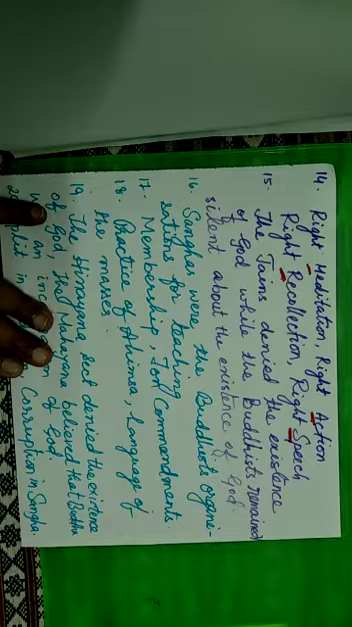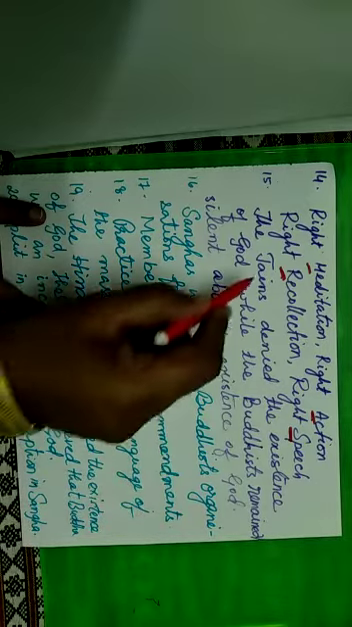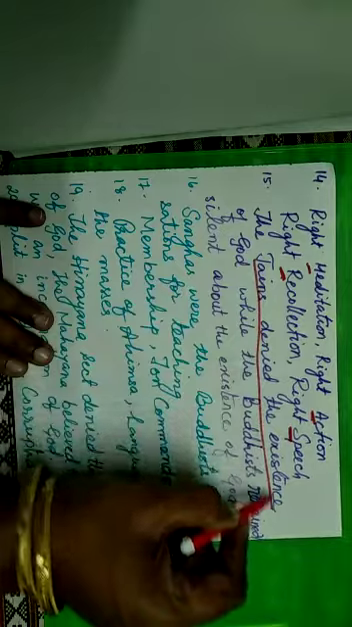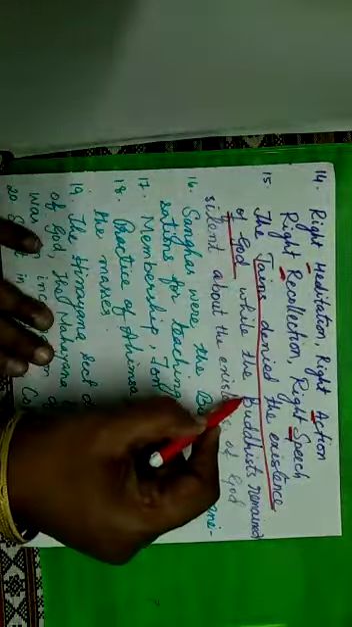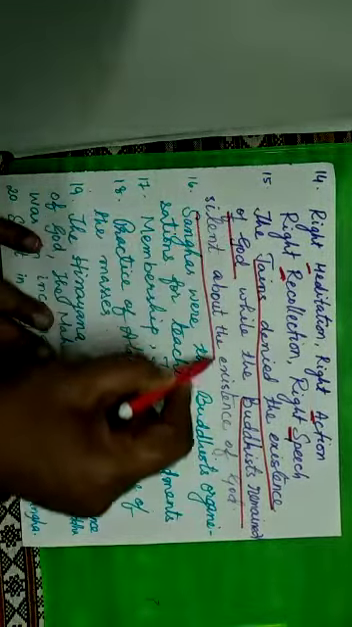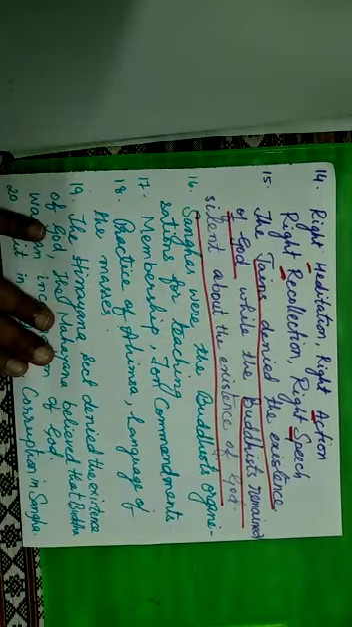And then comes question number 15. Differentiate between Jainism and Buddhism on the basis of their attitude towards God. Jains denied the existence of God, while Buddhists remain silent about the existence of God.